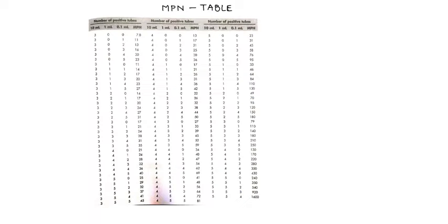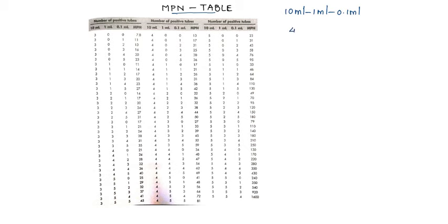Whereas MPN can be calculated from table values, that is from this table, which is given for standard dilutions of 10 ml, 1 ml and 0.1 ml corresponding to the number of positive tubes.